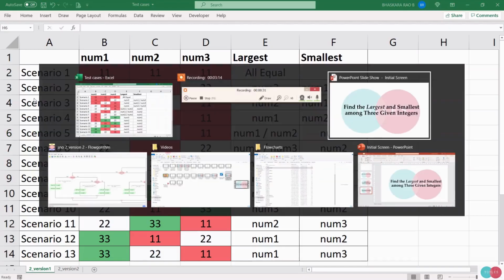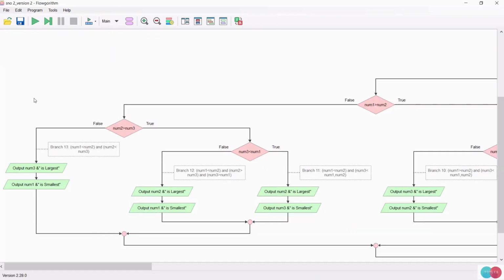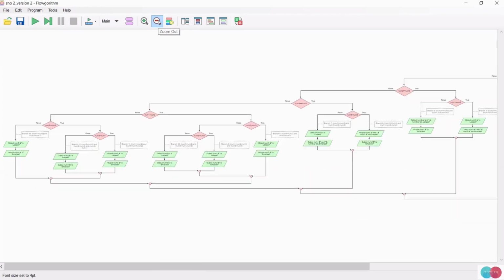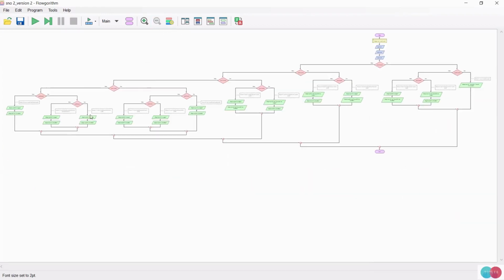Now we will see the flowchart. In this flowchart, all the way, we have 13 branches. If you look at this flowchart, we have considered all the 13 branches: 1, 2, 3, 4, 5, 6, 7, 8, 9, 10, 11, 12, 13. Totally all the 13 cases, 13 scenarios and 13 branches. And we have used only the decision symbol.